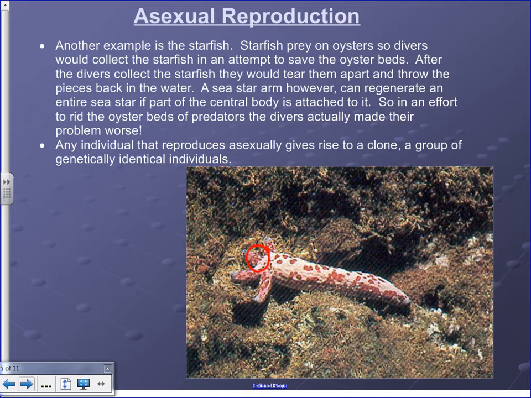So the thing to remember, though, is any individual that reproduces asexually gives rise to a clone, a group of genetically identical individuals.